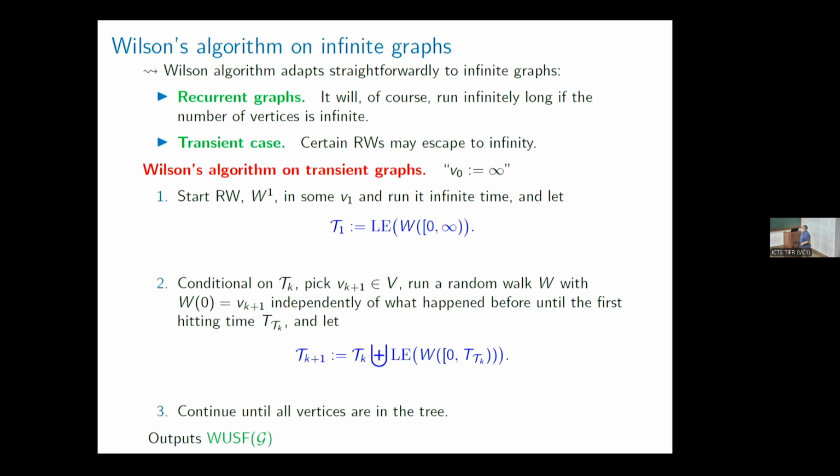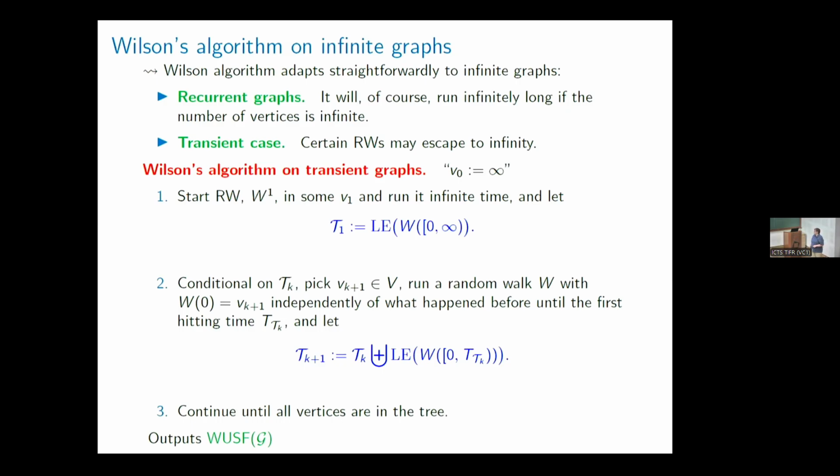And there's another reason, and this is that we can extend Wilson's algorithm in a very natural way and can actually create this wired uniform spanning forest with Wilson's algorithm. So that tells us also that maybe that's what we should do. So I already told you that you can adapt it straightforwardly for recurrent graphs, the only difference will be that you run now infinite time rather than finite, because you have now infinitely many vertices to include into the graph. In the transient case, a problem which might arise is that certain random walks escape to infinity. And therefore, we have to modify, in the transient case, Wilson's algorithm a bit.